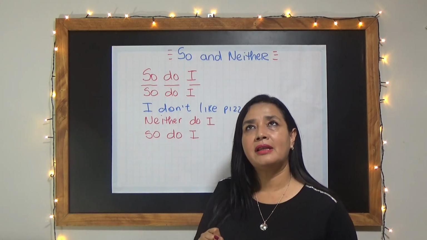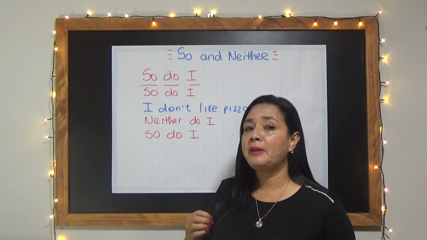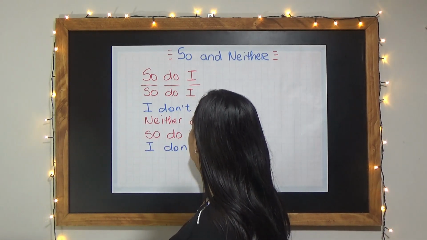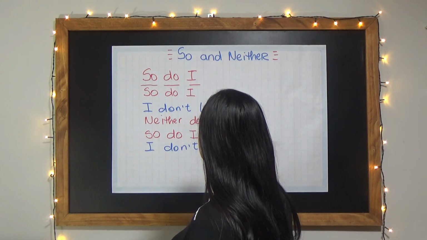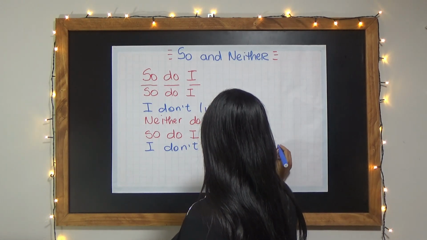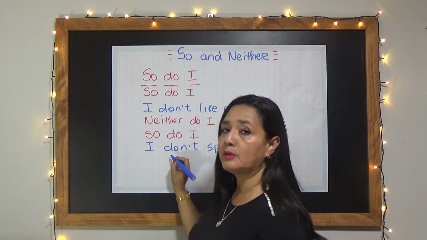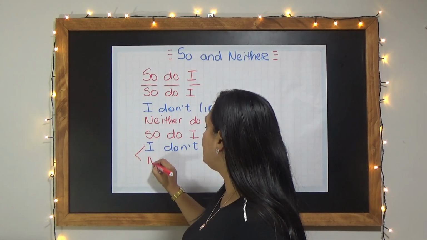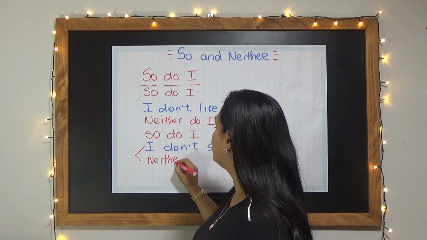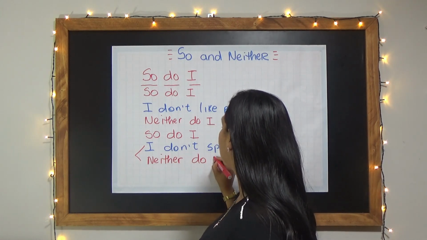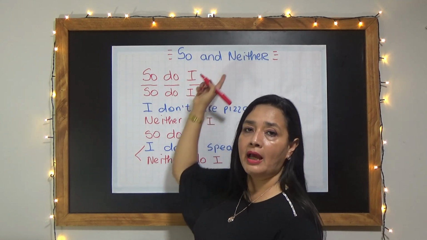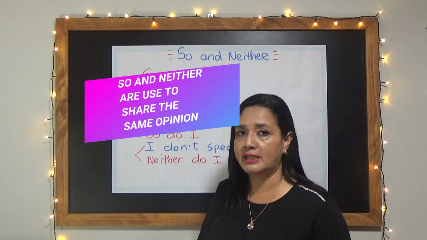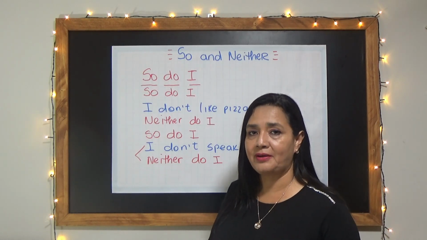Let me think about something else. I don't speak Chinese. It's negative. It has the word "not". So you can say "neither do I". We use "so" and "neither" when we want to show agreement to what someone is saying in one conversation. Let's look at some examples of that.